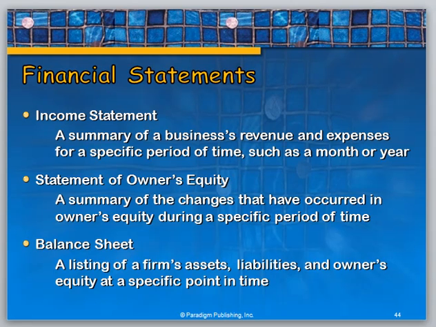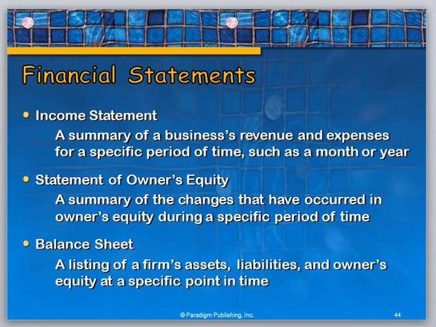The income statement contains information about a business's revenue and expenses for a specific period of time, usually 1 month or a year. The statement of owner's equity is a summary of changes in the owner's equity during a specific period of time, a month or a year. And a balance sheet is a listing of the firm's assets, liabilities, and owner's equity at a specific point in time, such as the last day of a month or the last day of a year. So it's like a snapshot of the business at any one point in time.